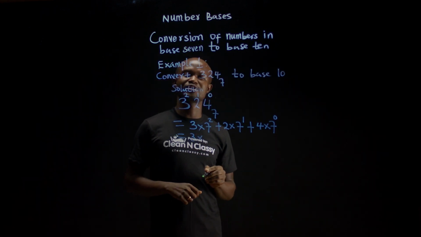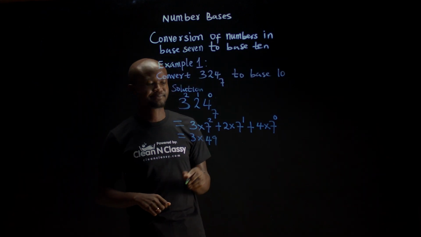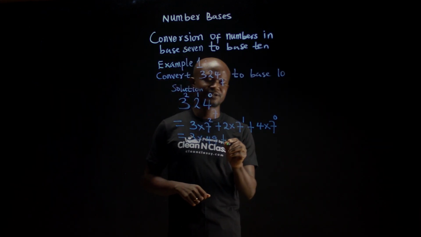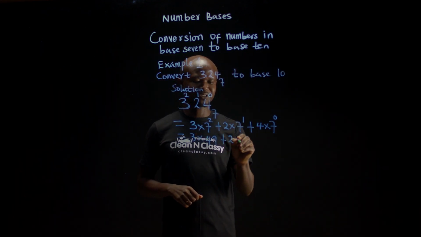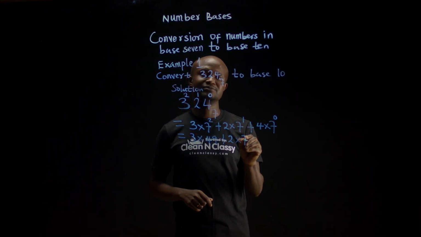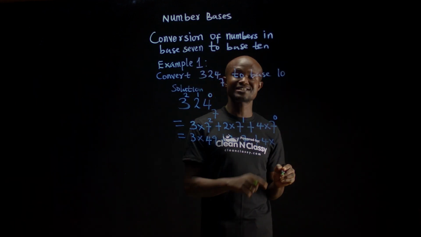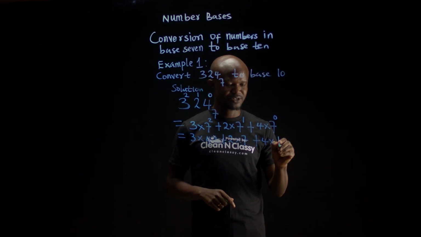What is 7 raised to the power of 2? That's 49. Plus 2 times 7 raised to the power 1, that's 7. Plus 4 times, what is 7 raised to the power 0? That is 1.